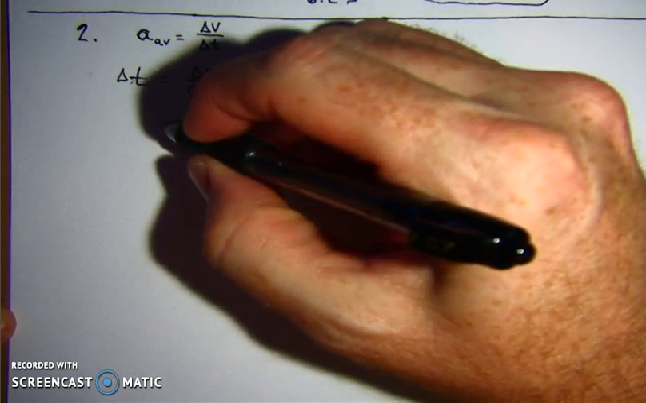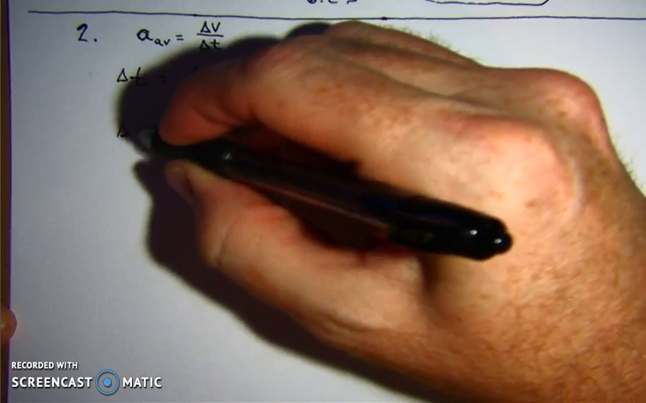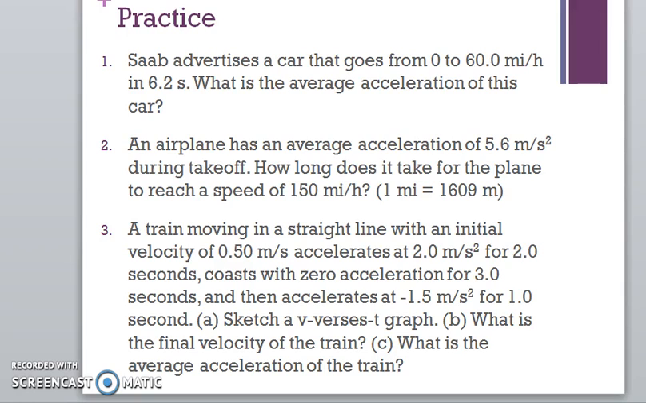So let's just plug in our numbers here. Delta t equals our change in velocity. If we look back, our change in velocity goes from 0 to 150 miles per hour. You're obviously starting during takeoff at 0 miles per hour. So 150 miles per hour is your final velocity, and 0 miles per hour is your initial velocity. So we just need to convert 150 minus 0 equals 150, from miles per hour to meters per second.